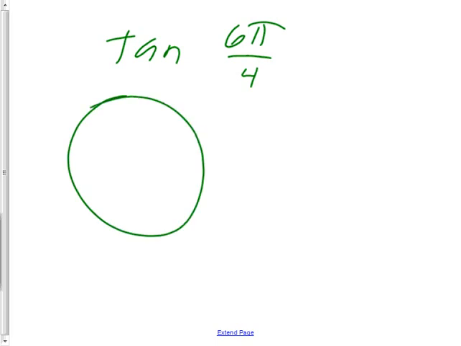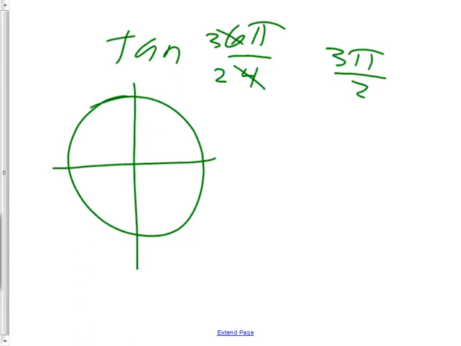Hopefully you didn't get too far thrown off by this. 3 goes in here, or 2 goes in there 3 times, 2 goes in there twice. It's really 3 pi over 2, and that's really this spot right here. Another spot where I can't draw a triangle. So I go to, what is that point right there?